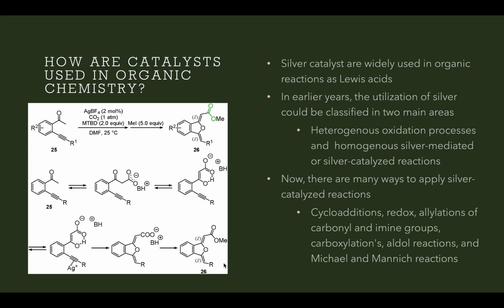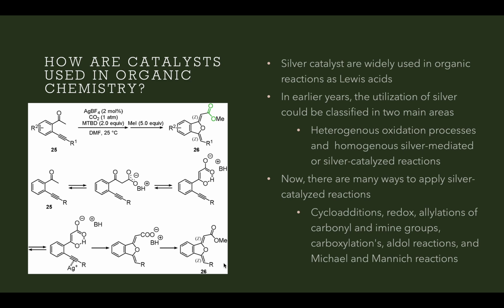So, considering silver catalysis, how are catalysts used in organic chemistry? Well, silver catalysts are widely used in organic reactions as Lewis acids. In earlier years, the utilization of silver could be classified in two main areas: heterogeneous oxidation processes and homogeneous silver-mediated processes, otherwise known as silver catalyzed reactions, which I will be focusing on today.